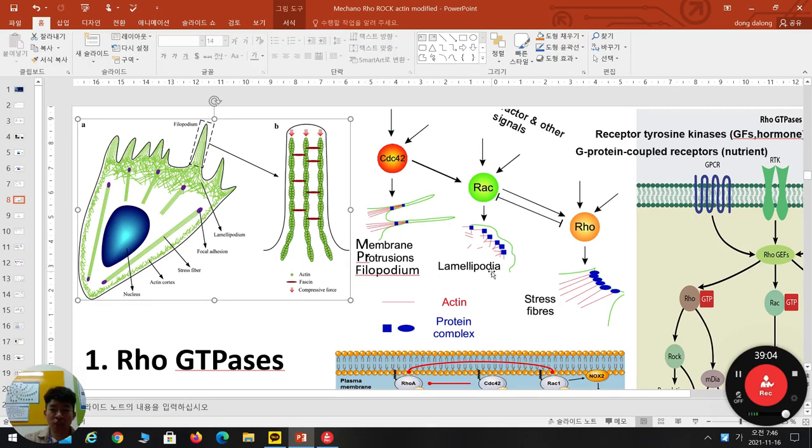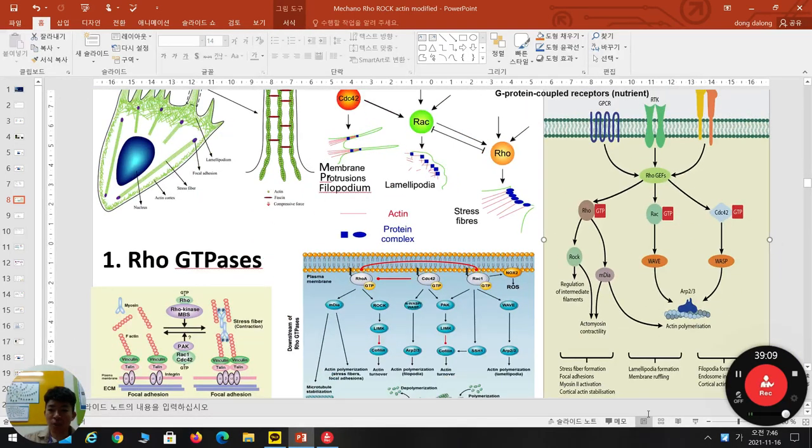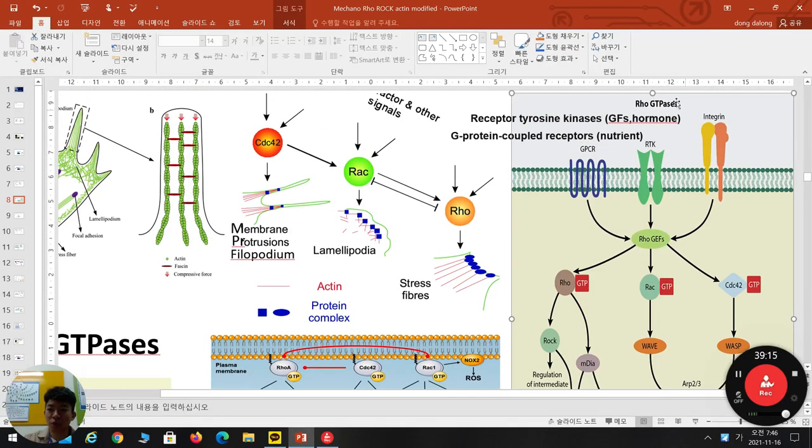So based on this context, you try to understand the other features. This is important for us: the Rho GTPase family. The Rho GTPases are three: Rho, Rac, Cdc42. And they can be activated by Rho GEF, guanine exchange factor. What is exchange? From GDP to GTP, to turn on, right? Now how do they turn on? Through integrin, receptor tyrosine kinase, and GPCR, G-protein coupled receptor.